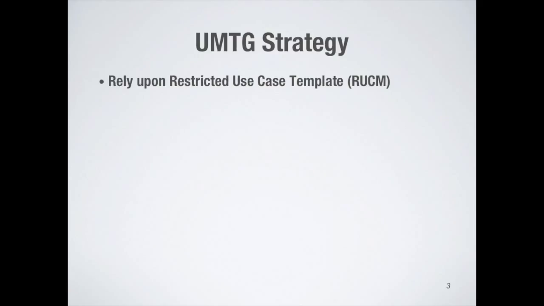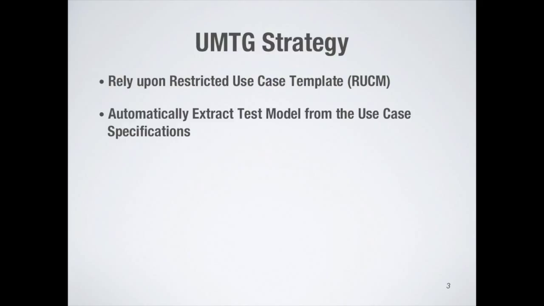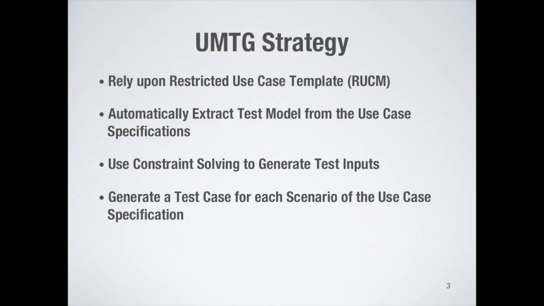The strategy used by UMTG is the following. First, UMTG relies upon a restricted use case template, and then automatically extracts the test model from the use case specifications. Finally, it uses constraint solving to generate the test inputs. UMTG generates a test case for each scenario of the use case specification and only requires minimal modeling effort.